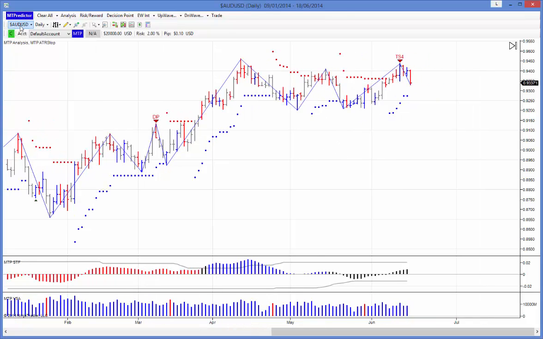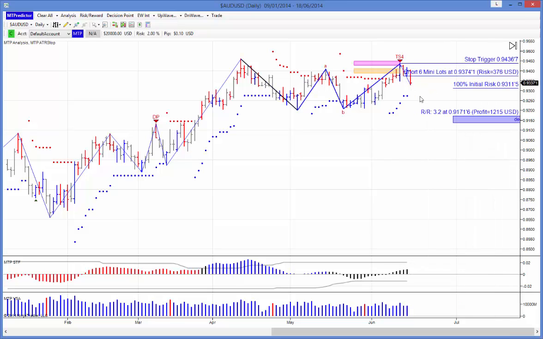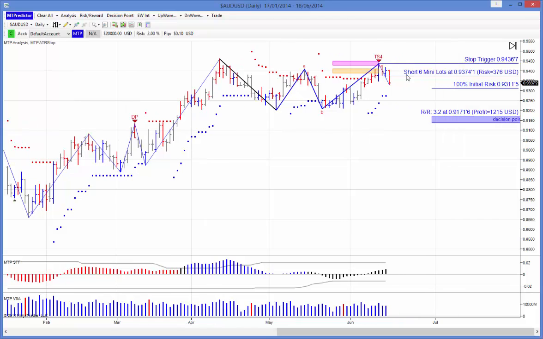You can see here Australian dollar, US dollar. We had a TS4 sell a few days ago, and that trade is in the process of unfolding. Remember, we use correct position sizing to gauge the number of lots, contracts or shares. In this case it's mini lots to keep the initial risk small and under control.